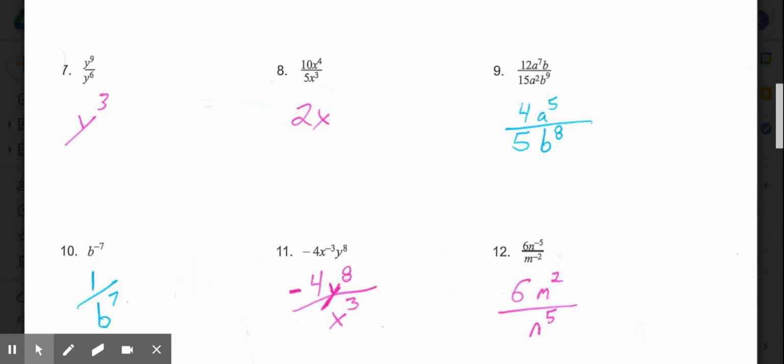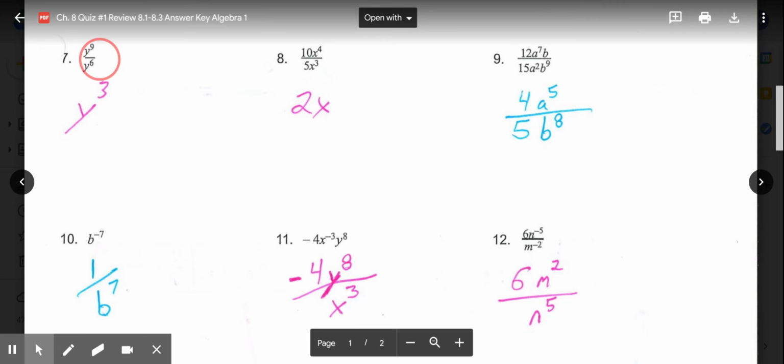Number 7, we're using our rules for dividing exponents. So y to the 9th divided by y to the 6th, you subtract the powers, 9 minus 6, leaves us with y to the 3rd.